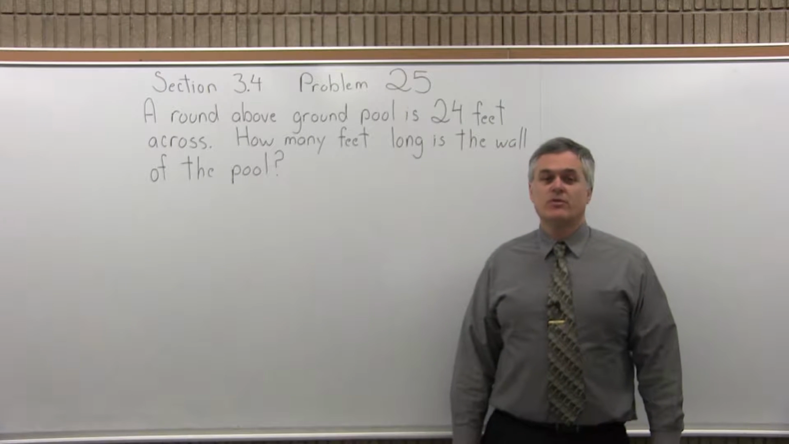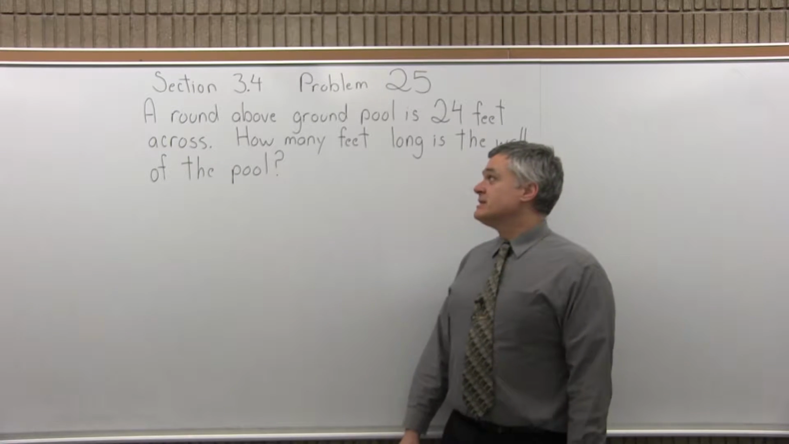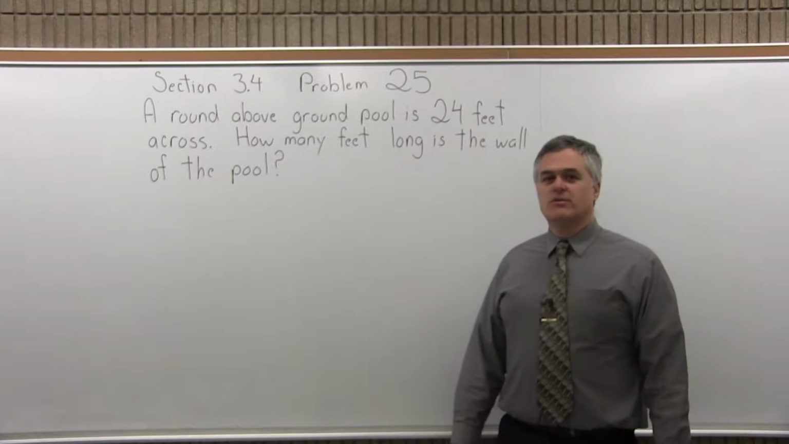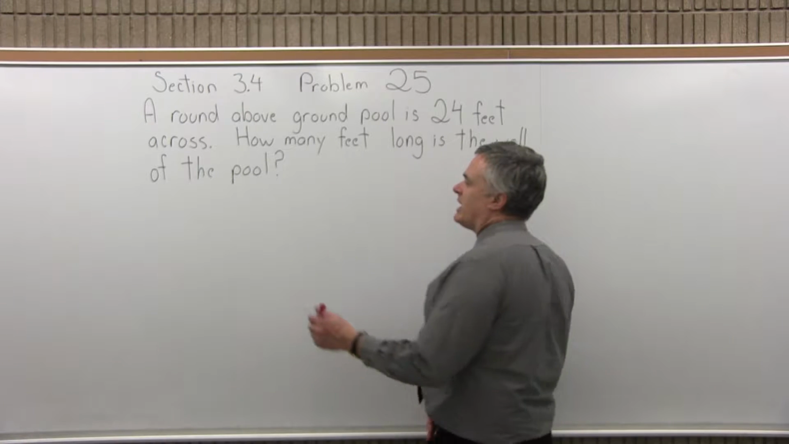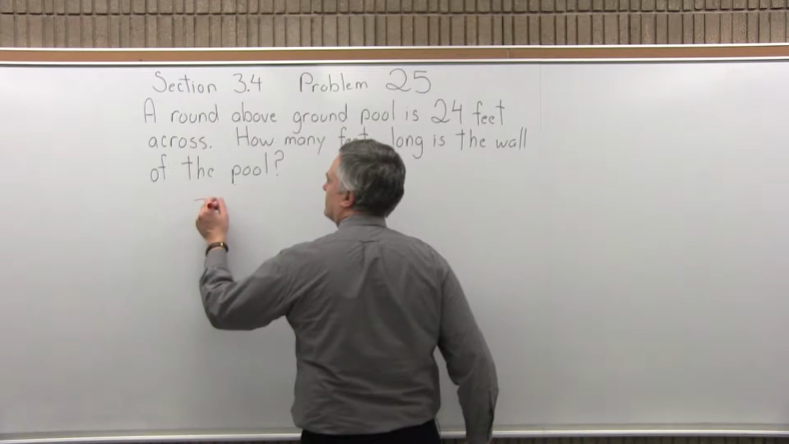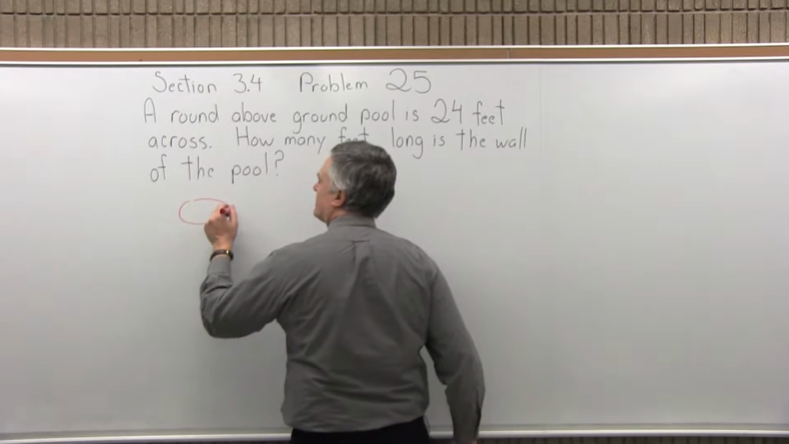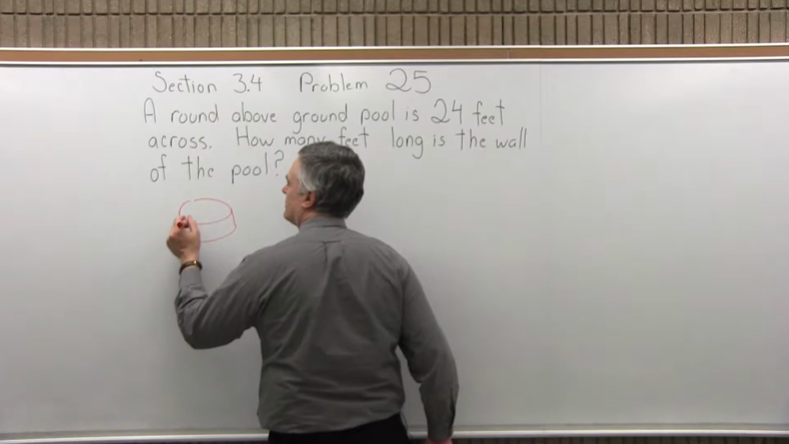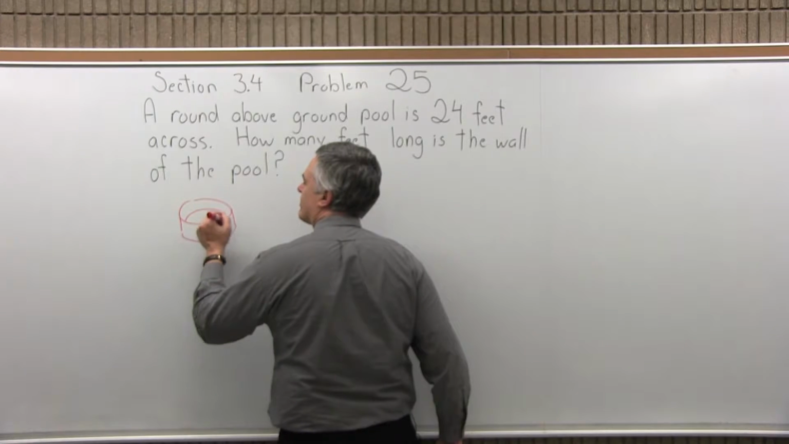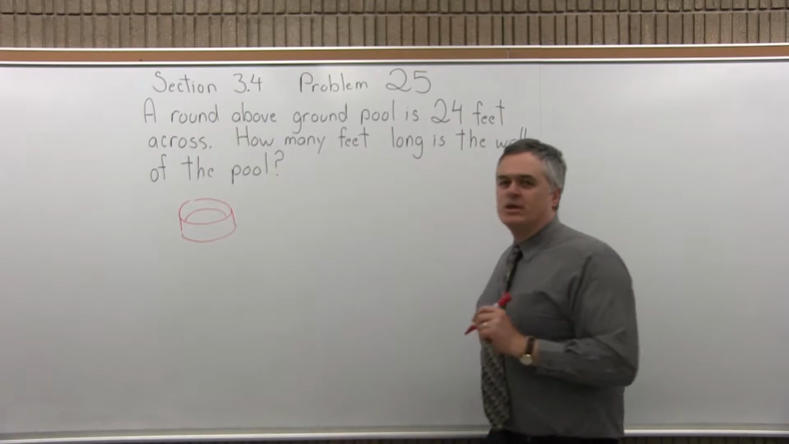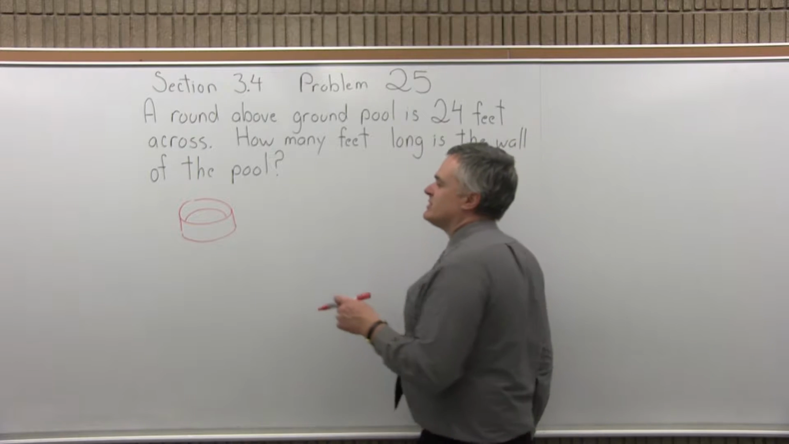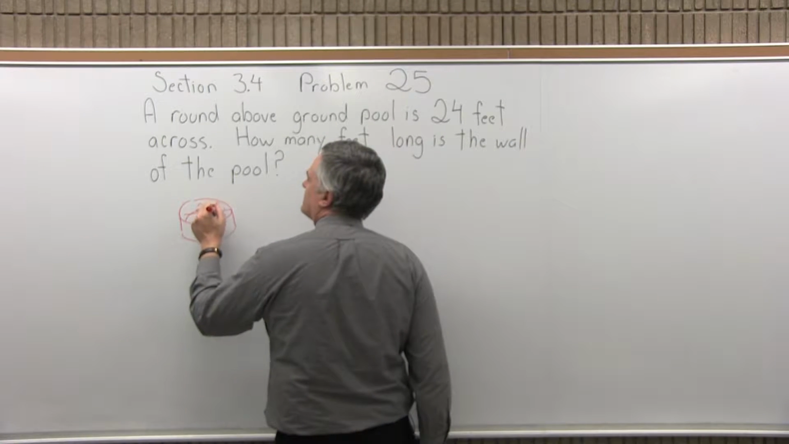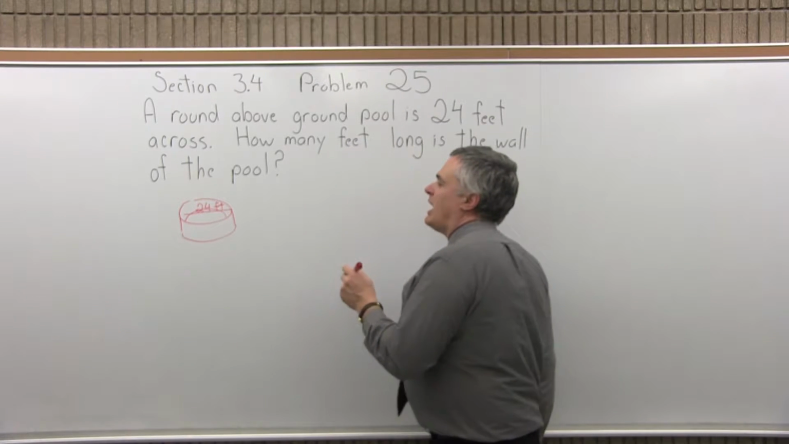This is Section 3.4, Problem 25. It says a round above ground pool is 24 feet across. How many feet long is the wall of the pool? So a round above ground pool. Let's see how nice of a picture I can draw of that. So we have a pool, something like that, full of water, 24 feet across. That's a fairly standard size. 24 feet across. So how long is the wall?